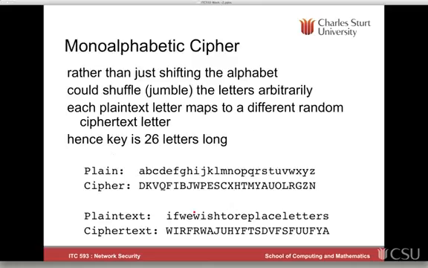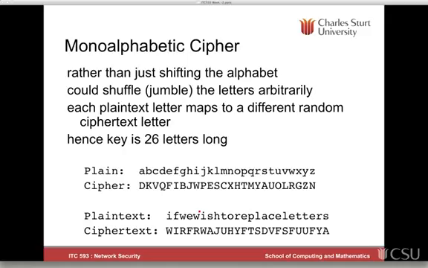This is the monoalphabetic cipher. Rather than just shifting the alphabet, it could shuffle the letters arbitrarily. With only 25 possible keys, the Caesar cipher is far from secure. A dramatic increase in the key space can be achieved by allowing an arbitrary substitution, where the translation alphabet can be any permutation of the 26 alphabetic characters. You can see an example in this slide.